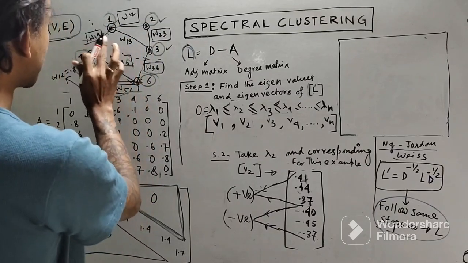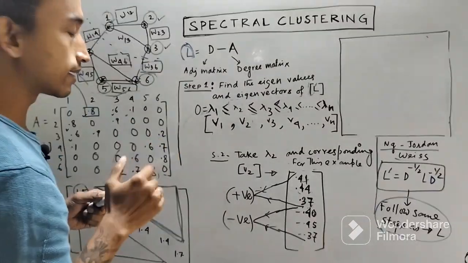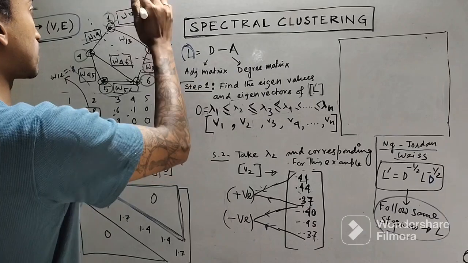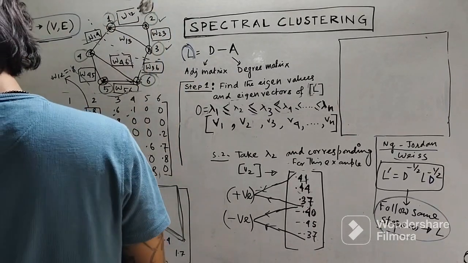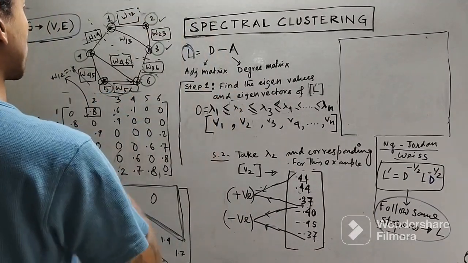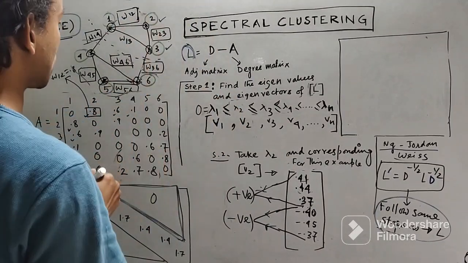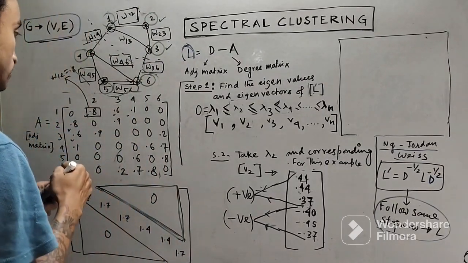Consider this particular graph. This is a weighted graph. If it is not a weighted graph, then we just take the weights as 1. But over here it is a weighted graph, and all these edges have some weights.